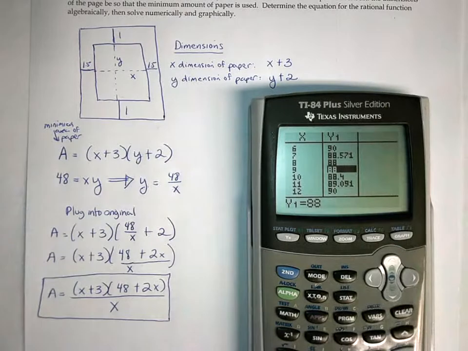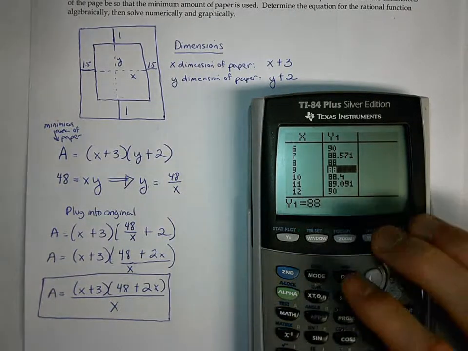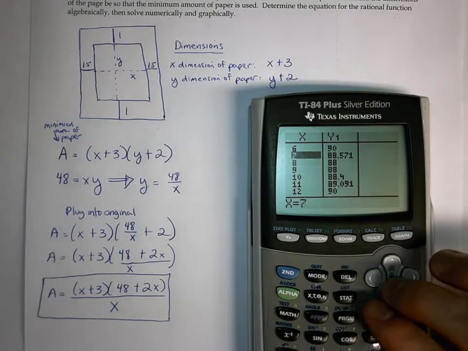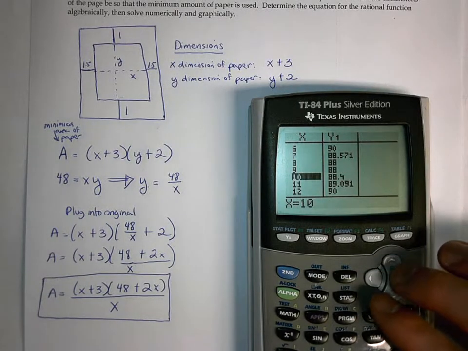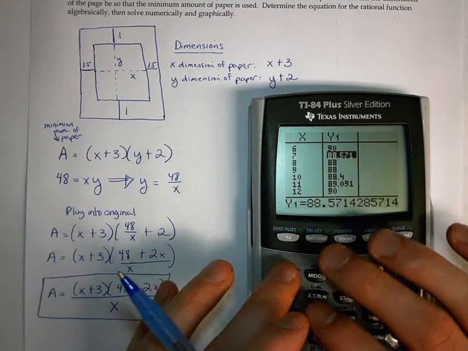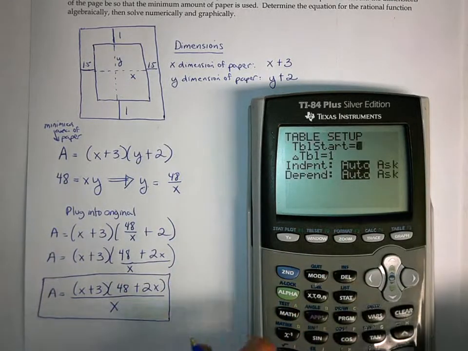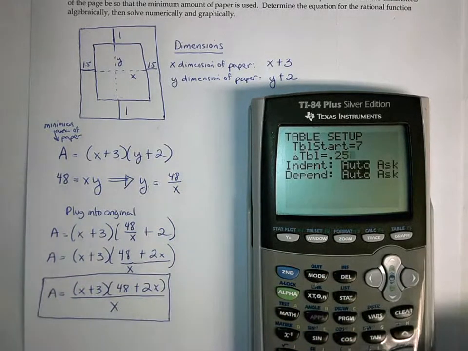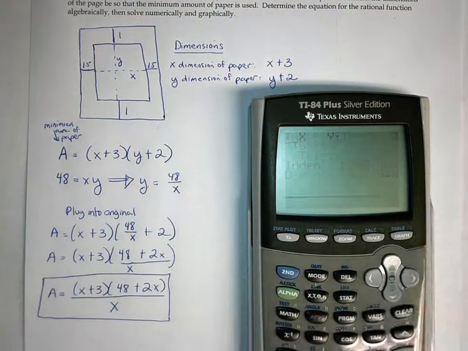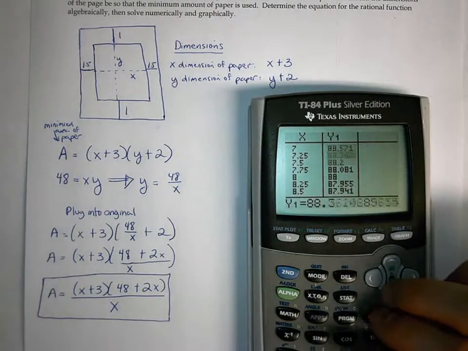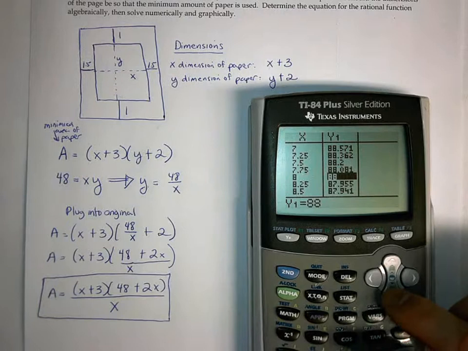So my question then, is there something in between here that makes my values less than 88? So I'm interested in what happens really between 7 and 10. So I'm going to go to my table set. I'm going to start at 7, and I'm going to go 0.25 instead of 1. And let's see what happens.